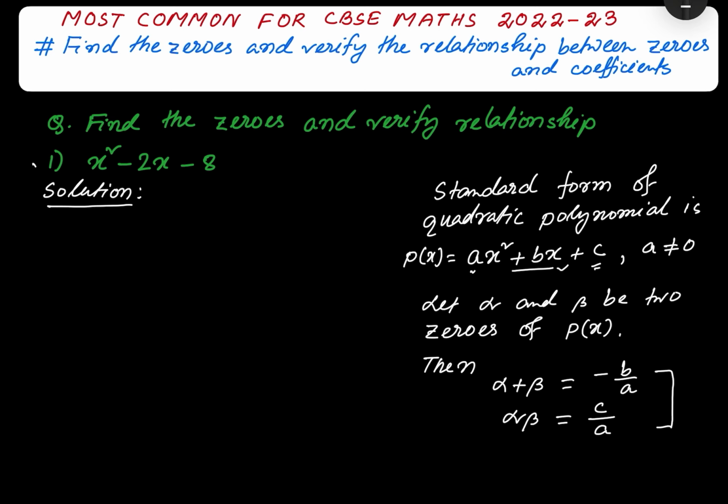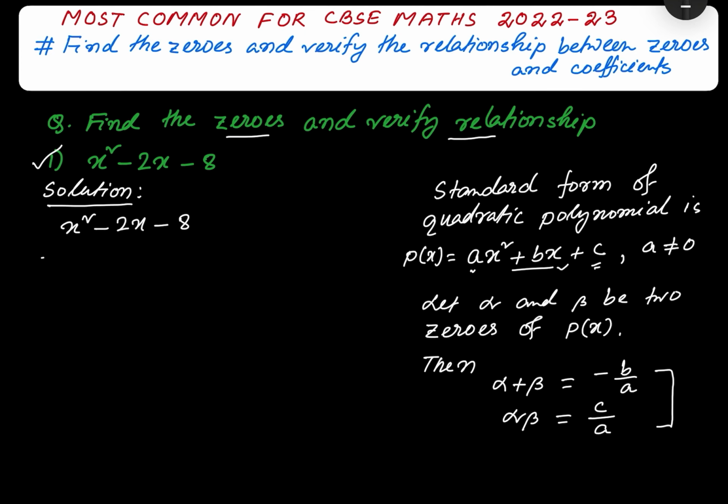Now see this question: x square minus 2x minus 8. Find the zeros first, then verify the relationship. Okay. Now x square minus 2x minus 8. So this is a quadratic polynomial, and this type of question we will solve by factorization method, means middle term factorization. Okay. So first, this is the middle term. So we have to split that 8.